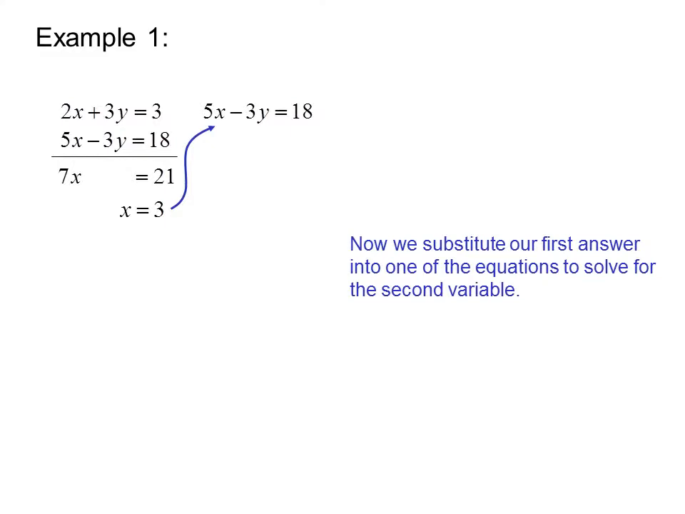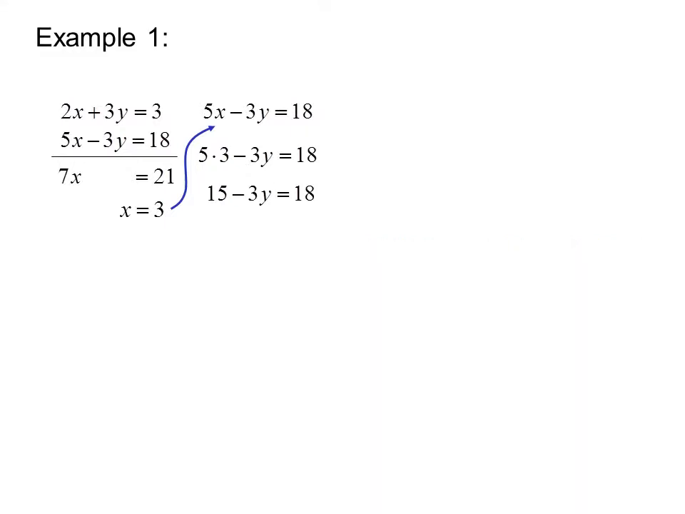We substitute x equals 3 and get 5 times 3 minus 3y equals 18, or 15 minus 3y equals 18. We subtract 15 and get negative 3y equals 3, and divide by negative 3 to get y equals negative 1. Now we have both parts of our answer, but we are not finished yet.